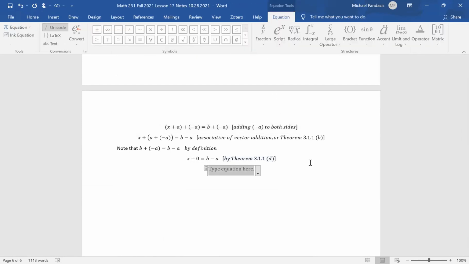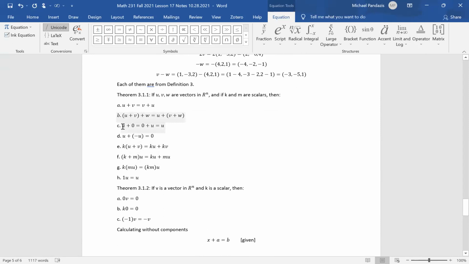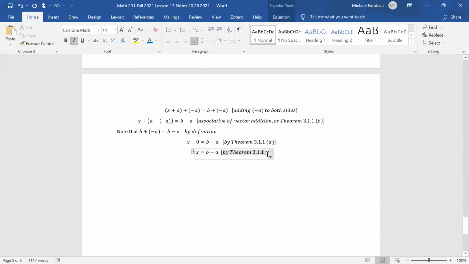Then x plus 0 is equal to b minus a, but that's x equals b minus a. And this is also by theorem 3.1.1. What we're saying now is a vector plus zero is itself: x plus 0 equals x. This is part C, where u plus 0 equals u, 0 plus u equals u. This is part C of that theorem. And so this is part C here.